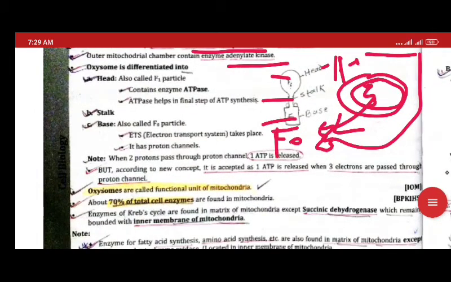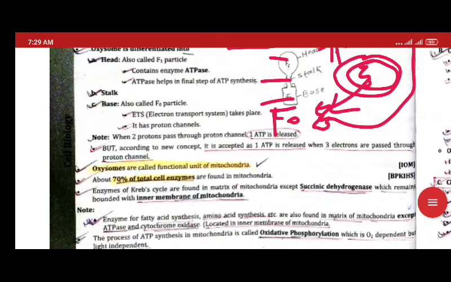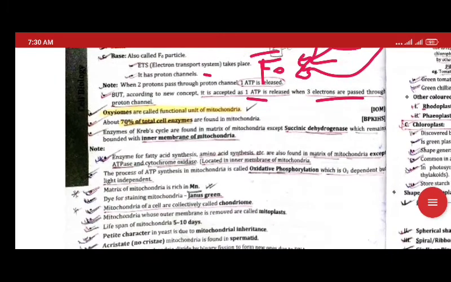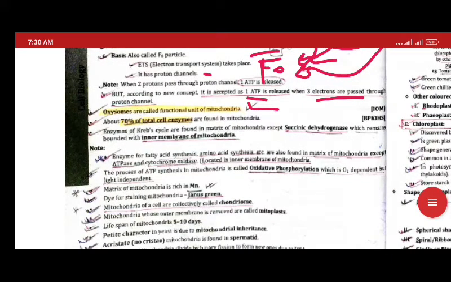Now the stalk is for conduction, and the third part is the F0 part, the base, which contains the ETS system, the electron transfer system, and also has a proton channel. So proton transport occurs here. Previously it was said that two protons pass for one ATP. Now in the modern theory, three protons pass for one ATP. Now the oxysome is called the functional unit of mitochondria.